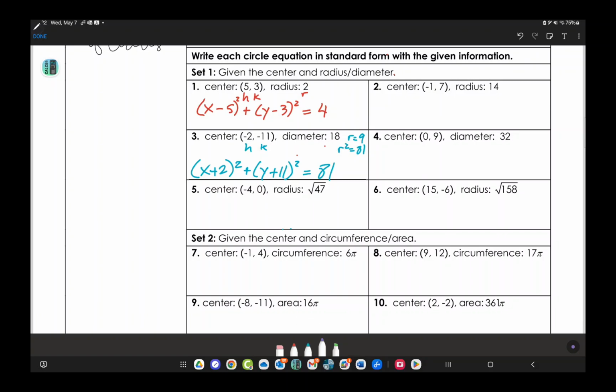And then for number 5, again we have h and k. Since k is 0, you're going to have x plus 4 squared plus y squared. Wherever we have a 0, we just write the variable squared. And r squared would be the square of the square root, which would cancel out. So this would just be 47.